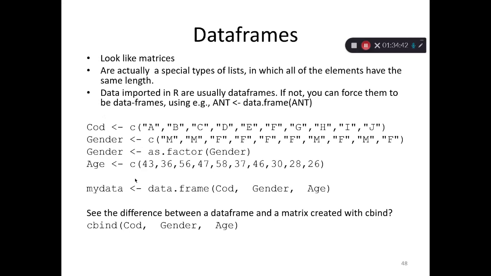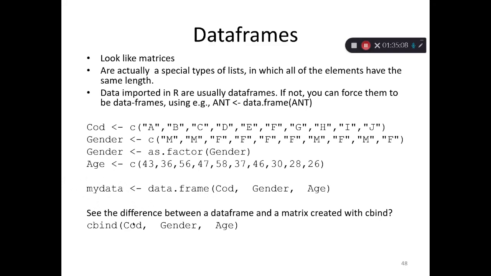You can create data frames, for example, by combining different variables, importantly different variables of the same length, into a single object using the command data frame. For example, you can try it out yourself. You create a code, A, B, C, D, the first letters, the gender of each subject, and then you convert it to a factor, and the age of each subject, and you can combine those using the command data frame and save it to an object called myData.